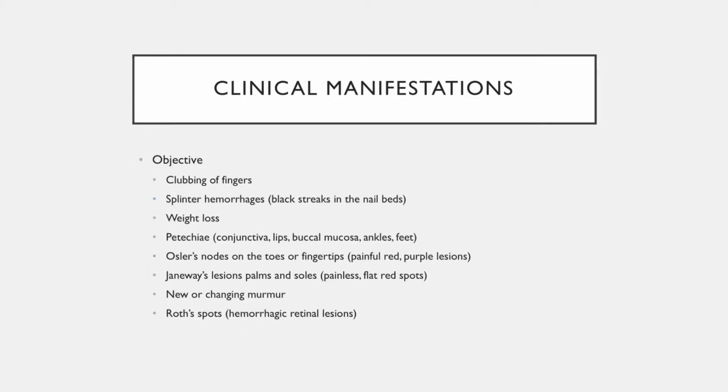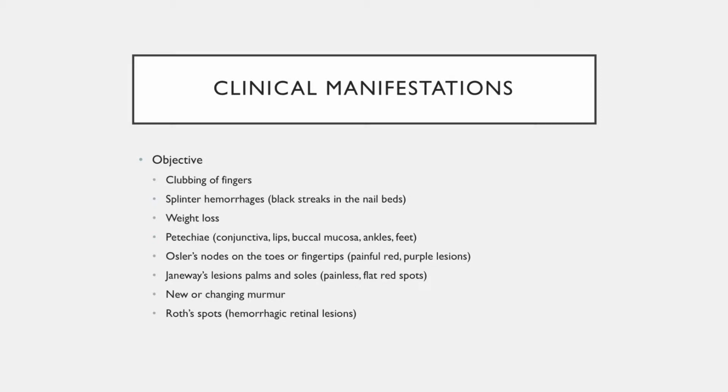Vascular manifestations of endocarditis may include splinter hemorrhages, which are black longitudinal streaks in the nail beds. Petechiae can occur in conjunctiva, lips, buccal mucosa, on the ankles, feet, and antecubital and popliteal areas. Osler's nodes are painful red or purple lesions that are on the fingertips or toes. Janeway's lesions are flat, painless red spots that appear on the palms or soles of the feet.